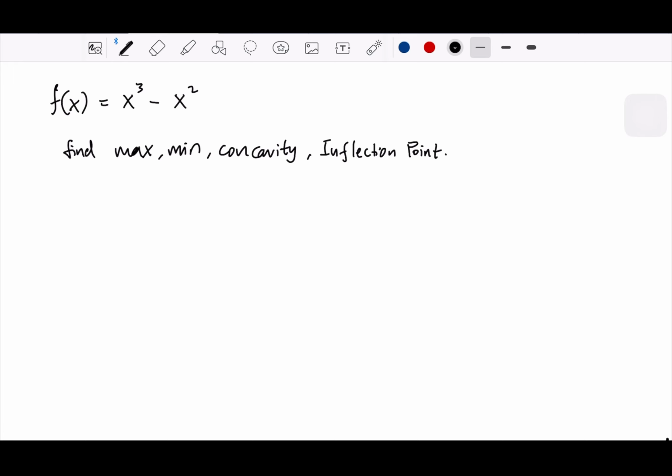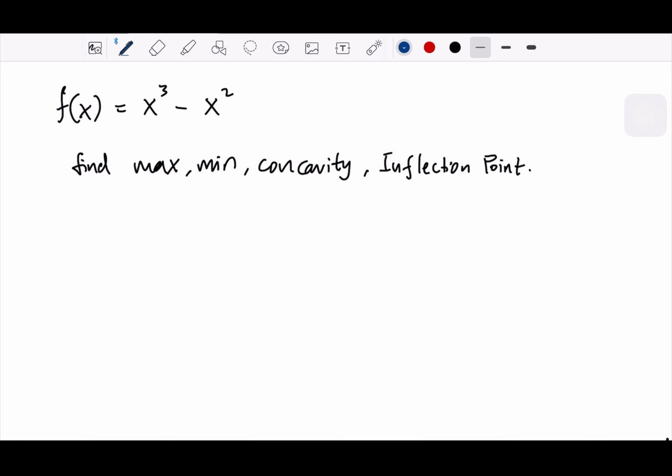And then we could work out our example here. The first thing that we can do is we need to just differentiate. So we find the f prime, which is the first derivative. So we have 3x squared minus 2x. So we have this first derivative.